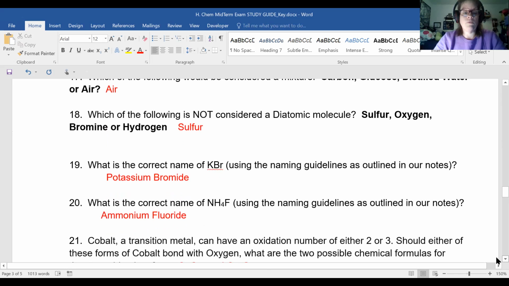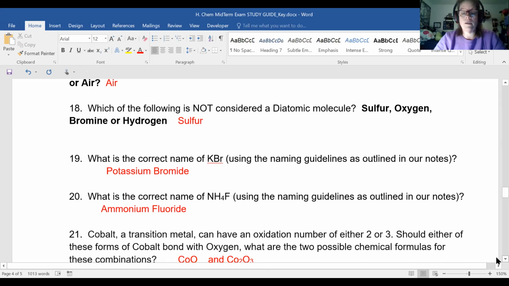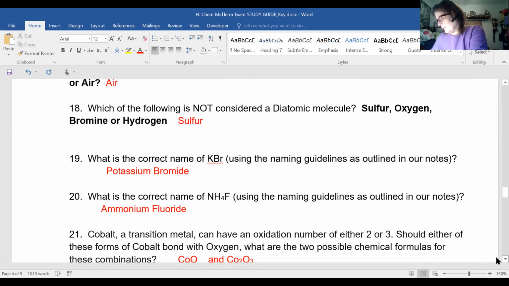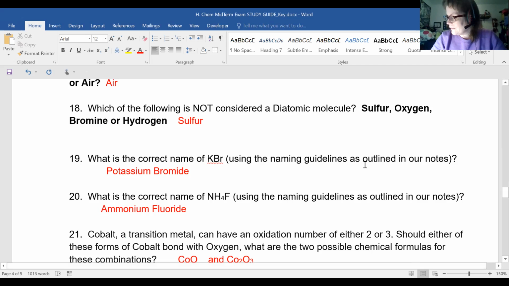Number 18, which of the following is not considered a diatomic molecule? Diatomic molecules are ones that tend to bond to themselves. There's 2 of them together. I can give you the not very appropriate high school mnemonic for that. I'm sure college students came up with this one. The mnemonic is "have no fear of ice cold beer." I wish I could write it down, but again, it's not letting me write.